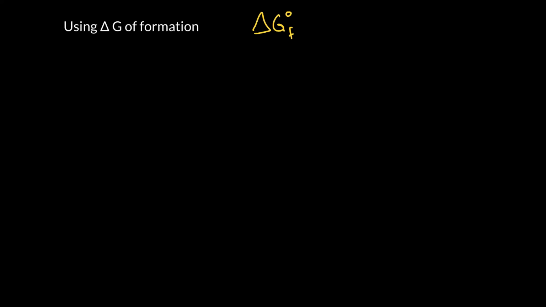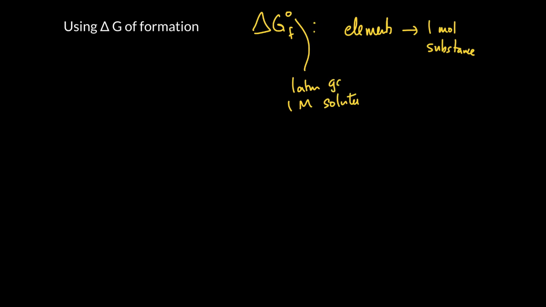We can use delta G of formation, and it turns out delta G of formation refers to the reaction where you take elements and you combine them to make them into 1 mole of the substance under standard state conditions. So remember, we are looking at atmospheres, 1 atmosphere for gases. We're looking at 1 mole per liter for solutes. So I should write this down here. And we're looking at pure solids and liquids, and the elements are in their most stable form, so carbon's in the form of graphite, and so on. So we can look these up, and we can tabulate these, and we can write these down.